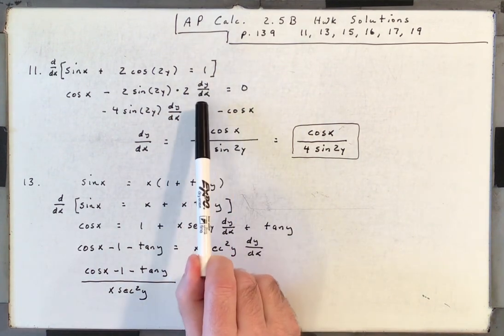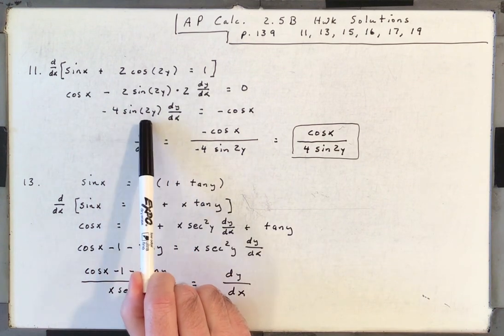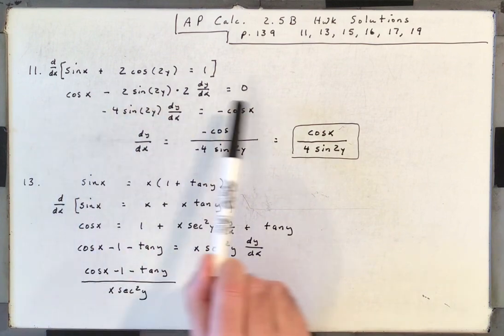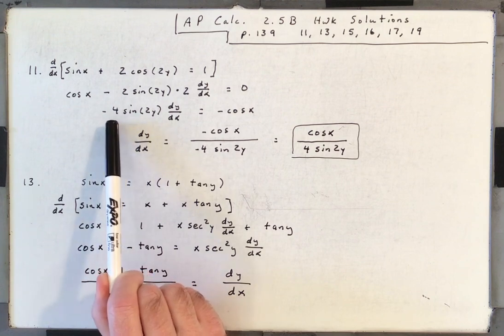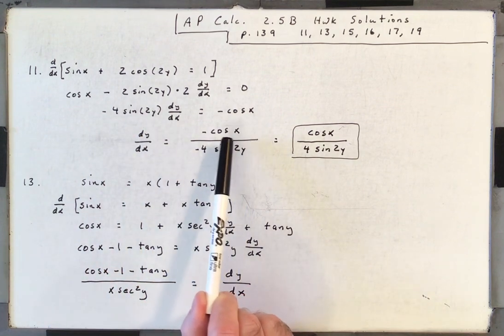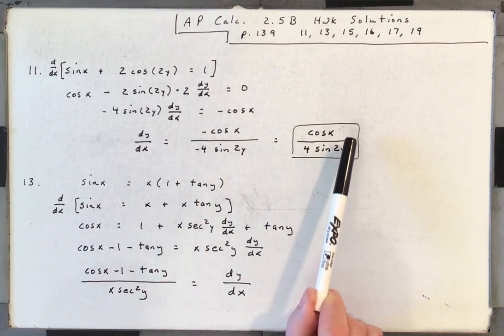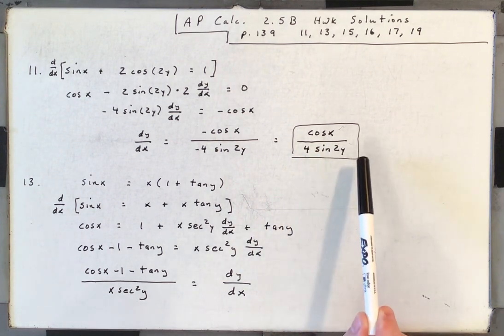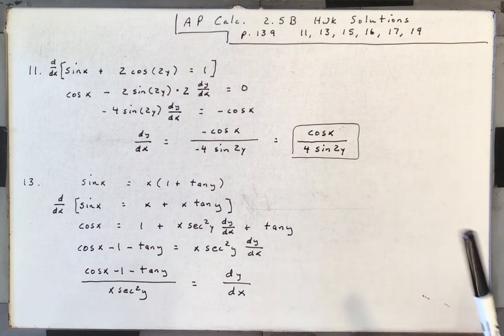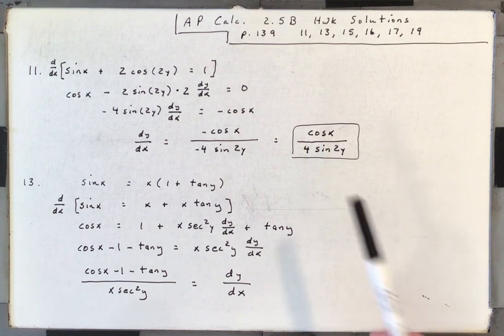Let's collect the dy dx term on the left, so I'm going to multiply those two together, so I'd have minus 4 sine 2y dy dx. Move cosine x to the right, so that would make it negative. And then dividing by negative 4 sine 2y, our final answer, we would have negative cosine x over negative 4 sine 2y. The negatives will cancel, and we end up with this, cosine x over 4 sine 2y. Now you can't change that into 1/4 cotangent because the angle's not the same. We have an x and a 2y there, so don't make that mistake. That's the best you can do.